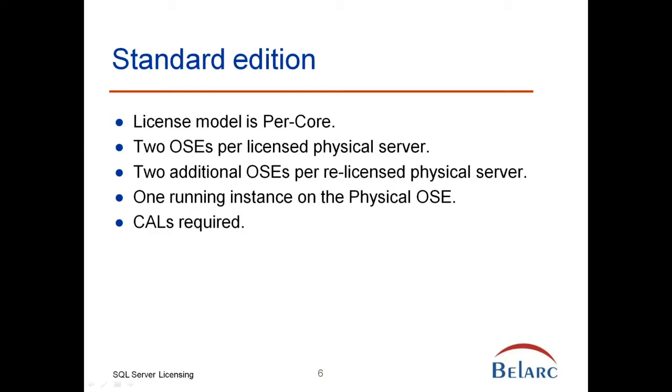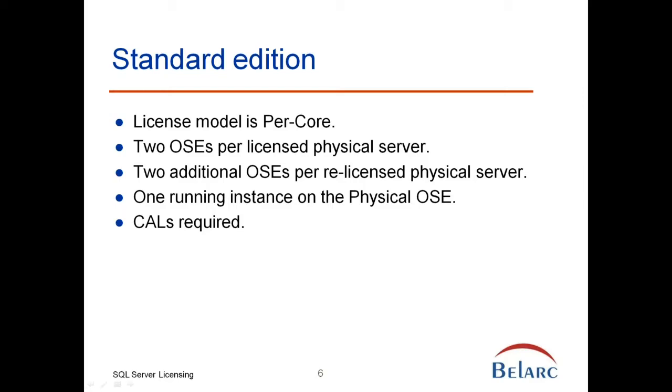The Standard edition is a little different. Of course, the licensing model is per core, so that's the same. But what you get when you license the physical server, that is by buying all the licenses you need for the physical server, is you're entitled to run 2 OSEs. So you could just run on the physical server directly, that would be fine, or you could install 2 virtual machines. Now, you might want to run more than 2 virtual machines, say 4 virtual machines. To do that, you need to relicense the physical server, meaning buy as many licenses as you already did in order to license the server. So if you do 4 OSEs, then you have to get twice the number of cores on the server. And if you go to 6, again, you add that same amount.